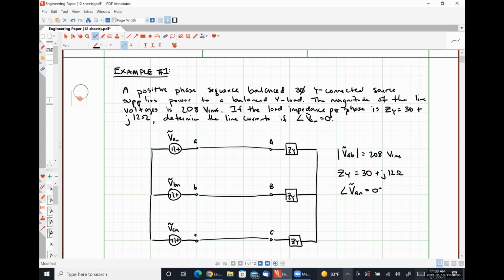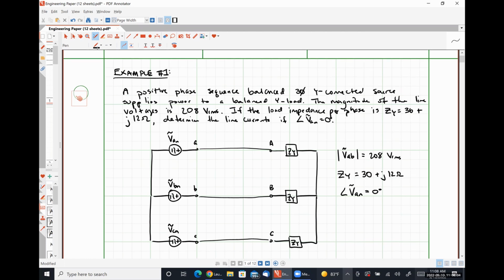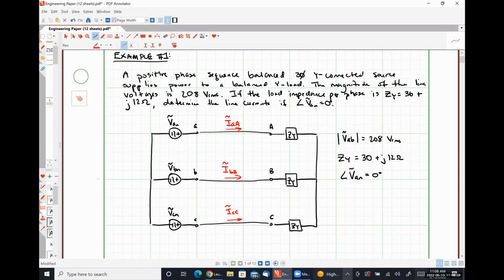We are asked to determine our line currents. Our line currents are IAA, IBB, and ICC for this system. All right.